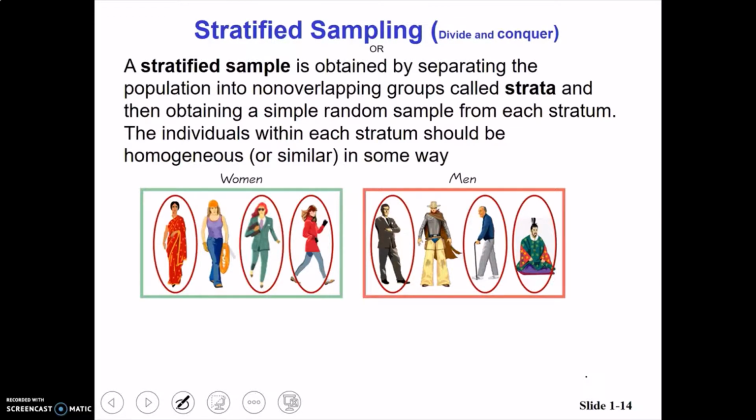Look at this picture. This entire population, I have divided on the basis of gender. Women on the one side, men on the other side. So I have divided in two. Now I will randomly select some people from this group, and I will randomly select some people from this particular group. So such a sampling technique is called stratified sampling, divide and conquer.